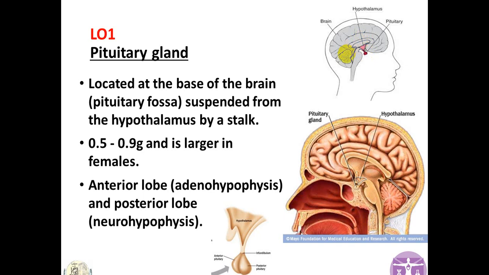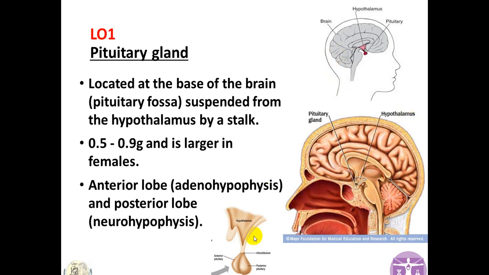It weighs around 0.5 to 0.9 gram and is larger in females. Why is that? Because as you know, in females, they have the estrogen hormone as well as the prolactin, which is secreted from the lactotrophs. And the prolactin hormone is important for lactation.